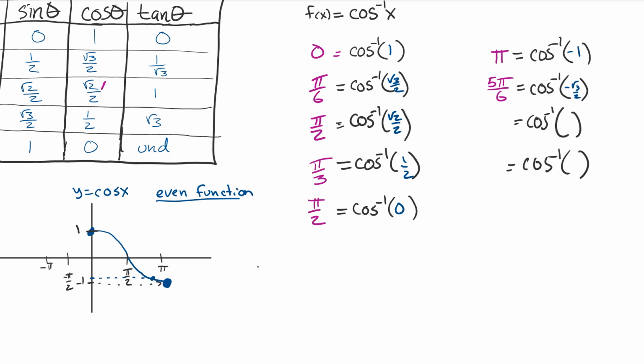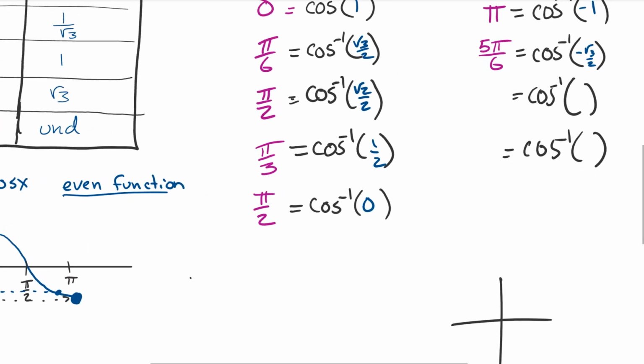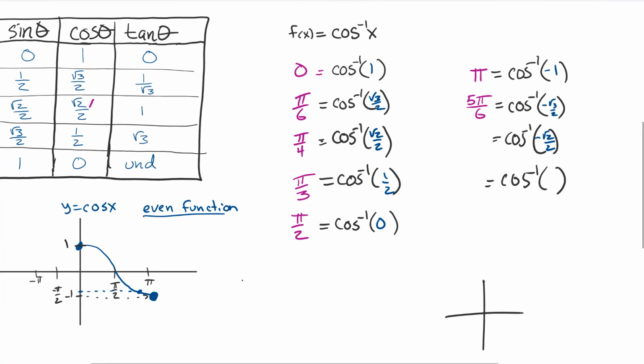Let's play the same game with the next one. We're going to look at negative root 2 over 2. Did I write pi over 2 back here? I am so sorry. That's pi over 4. I caught it. That took me way too long to catch. So we're going to have the same reference angle, pi over 4, but we're over in the second quadrant.